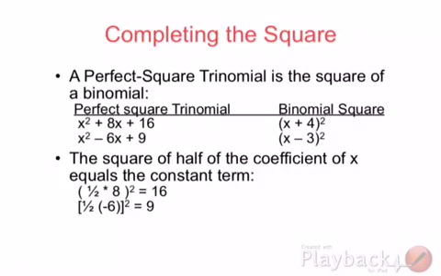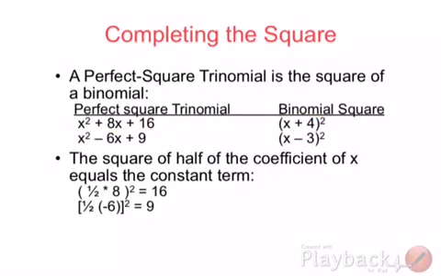Quick lesson on completing the square. So completing the square is a method for factorising, and it's based on a perfect square trinomial and the fact that it is the square of a binomial. Bi just means two, so when you've got two terms in a bracket, when you square them you're going to end up with a trinomial, so three terms. Tri for trinomial for 3 and bi for 2.